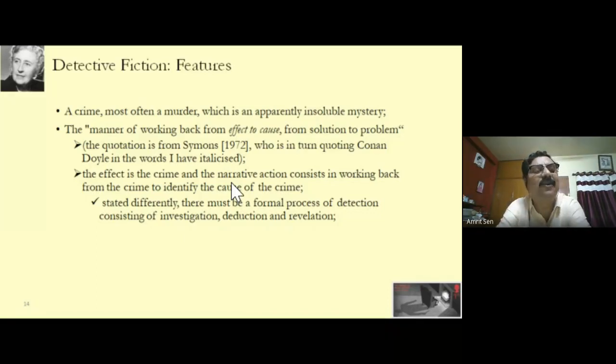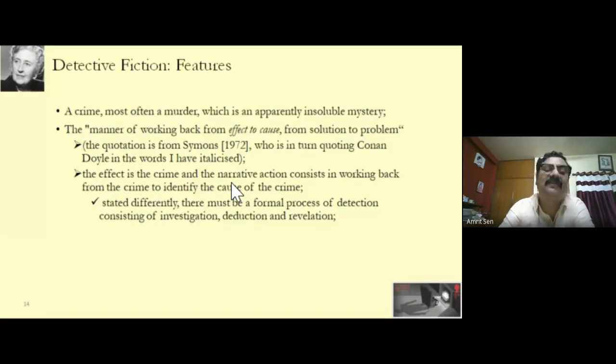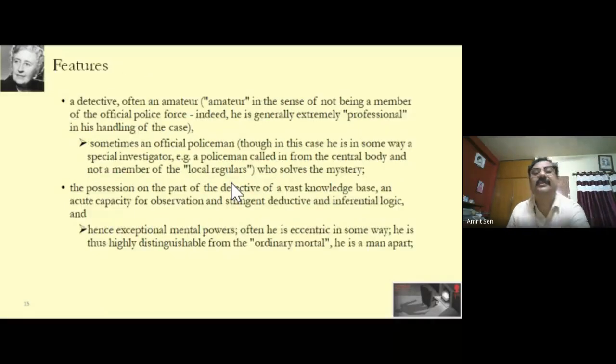অর্থাৎ ডিটেকটিভ এলো, এসে বললো আমি ধ্যান করেছিলাম, আমাকে ভগবান বলে দিয়েছেন যে এই হচ্ছে ক্রিমিনাল, হবে না। You have to have a formal process of investigation, deduction, and revelation. Right. Now, the detective is in many ways an amateur, right? Somebody who's not a professional policeman.